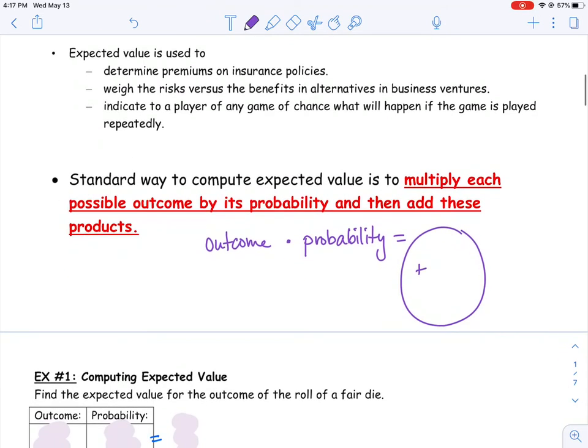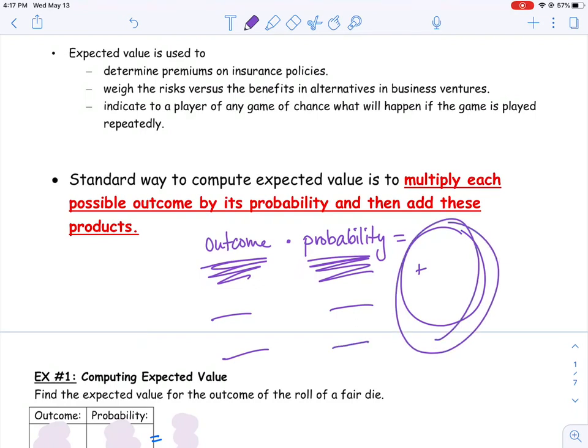The standard way to compute expected value is to multiply each possible outcome by its probability and then add these together. So we have to first think about all the different outcomes. We then have to figure out the probability of all of those different outcomes. We're going to multiply those two together, and we're going to do that for every single one, and then we're going to add up all of those values. That'll give us what we call our expected value.